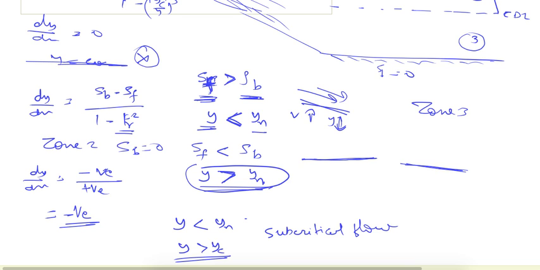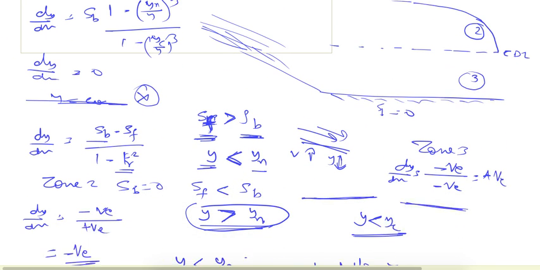In zone 3 again we can say from this formula S_b is equal to 0 and S_f is still positive. So this is something negative. But in zone 3 what is happening? Our depth of flow is less than critical depth of flow. So when depth of flow is less than critical depth of flow, Froude number is greater than 1. So dy/dx is equal to negative upon something again negative. So it is positive. So it is again a rising profile.